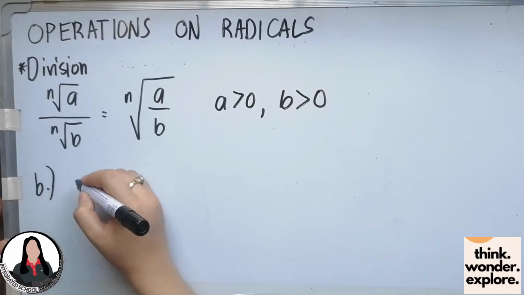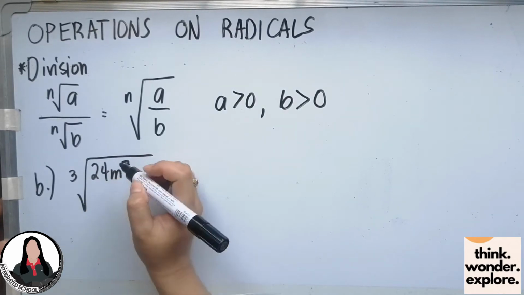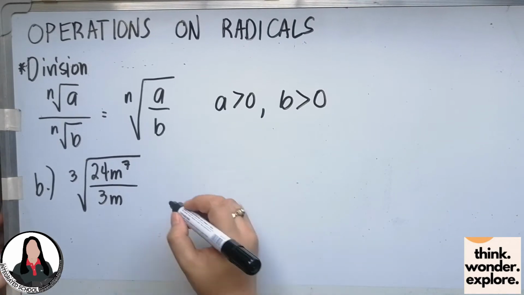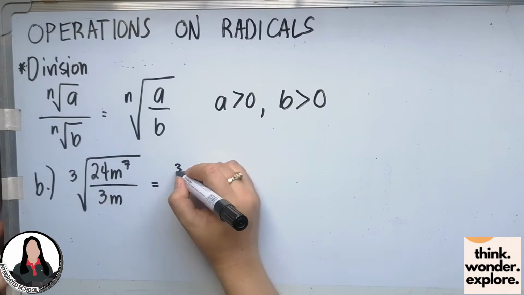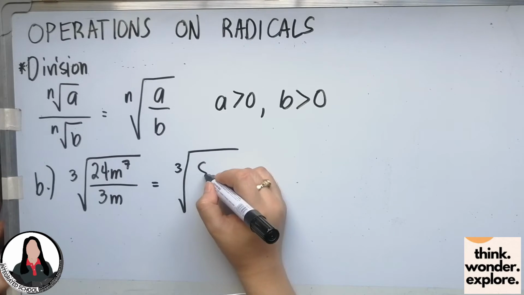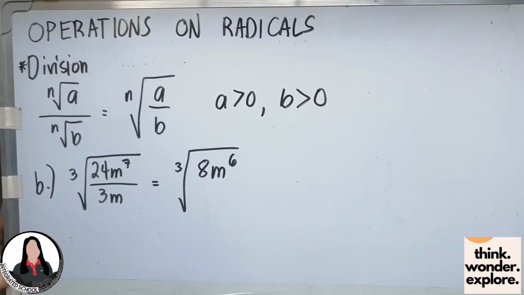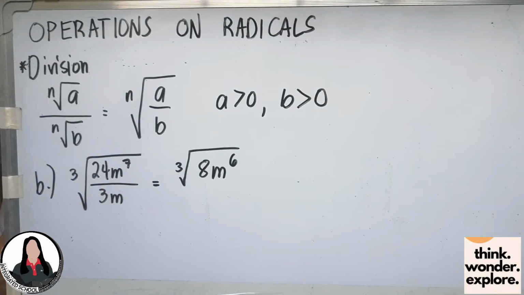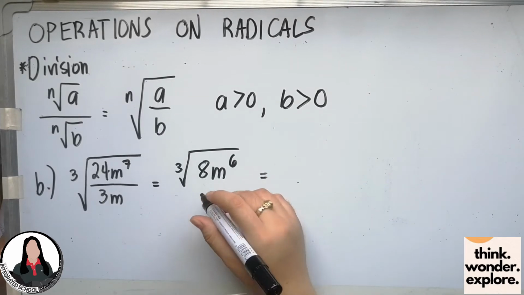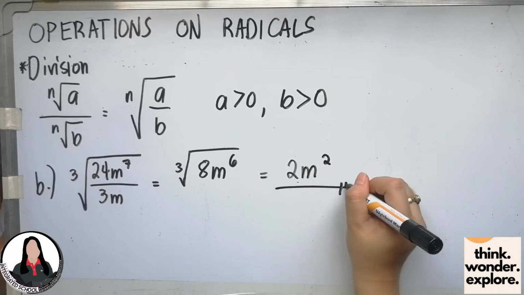Next example, we have the cube root of 24 m raised to 7 all over 3m. Since nasa isa na siyang radical expression, let us simplify the radicand. So, isulat na natin the cube root of 24 divided by 3, that's 8. And then, we have m raised to 6 using the quotient rule. Since the radicand is a perfect cube, using the perfect nth powers, we can rewrite this as the cube root of 8 is 2 and the cube root of m raised to 6 is m squared. Therefore, we have 2m squared.